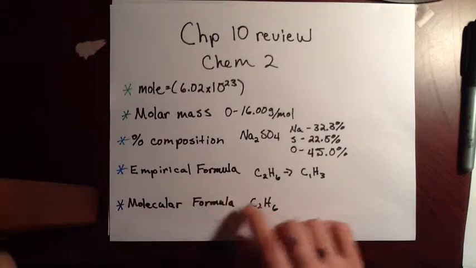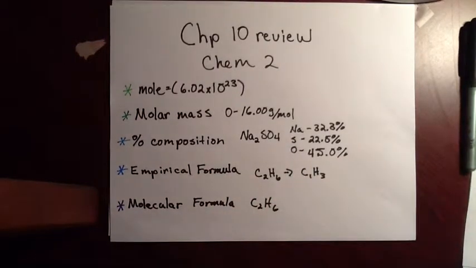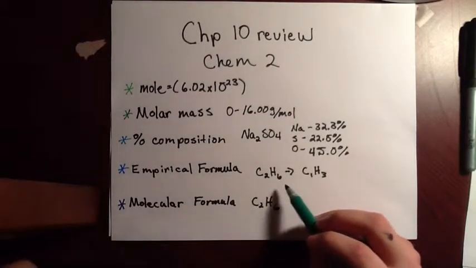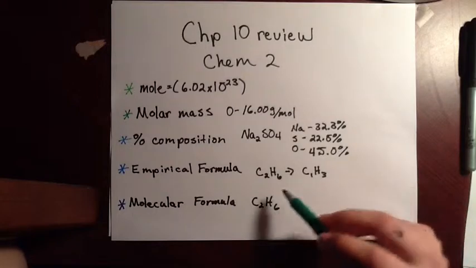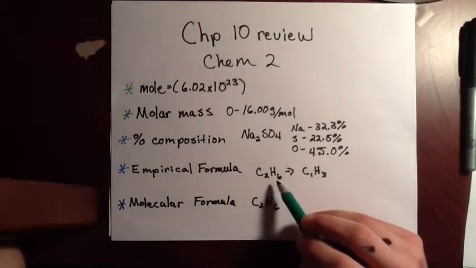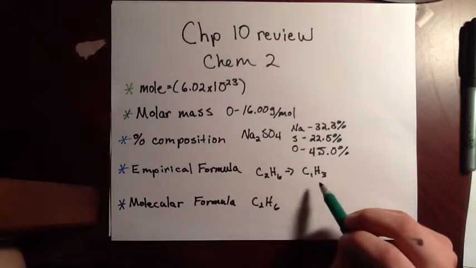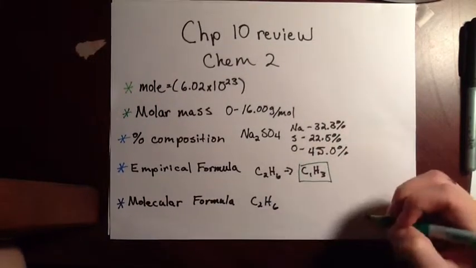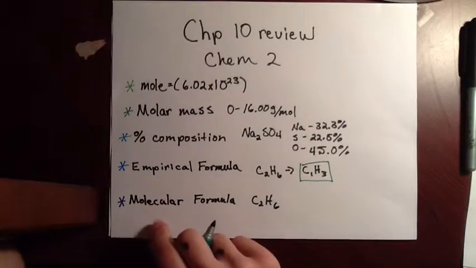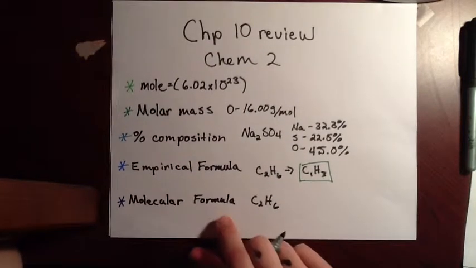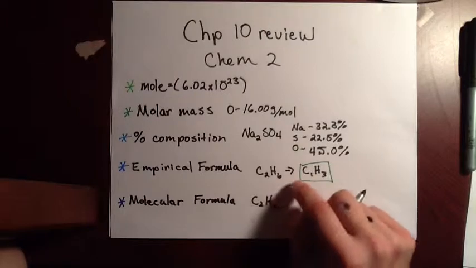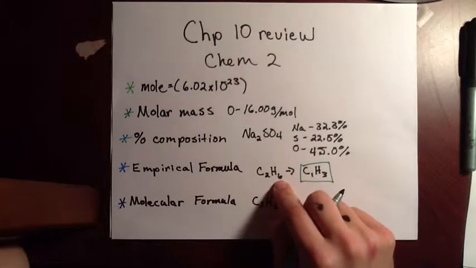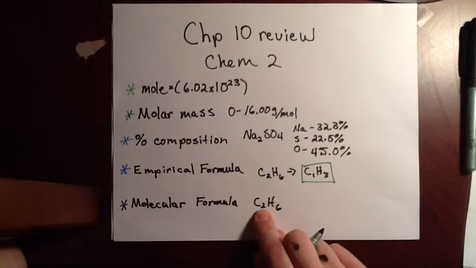Empirical formula. So here on the empirical formula you can have a molecule like C2H6 ethane, and we can break down or reduce the subscripts to C1H3, and so that is the empirical formula. And then we're also going to discuss molecular formula and how you find it. So back up here with the ethane molecule, the C2H6 would be the molecular formula.